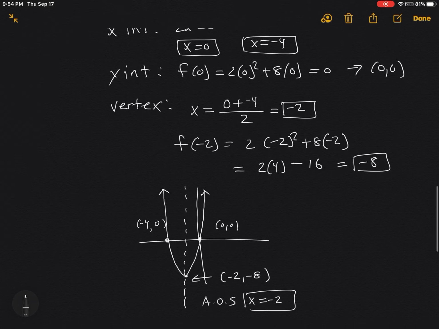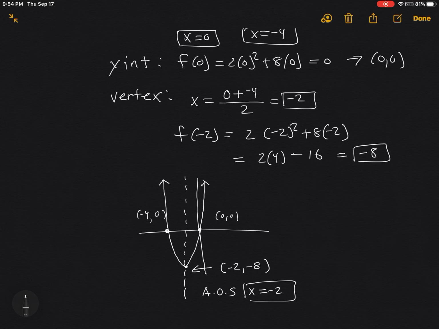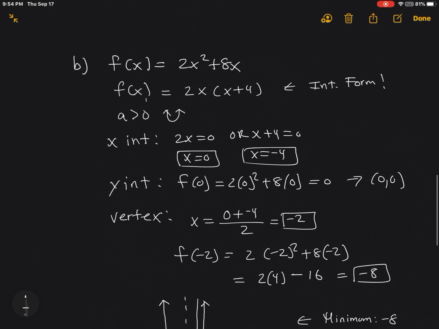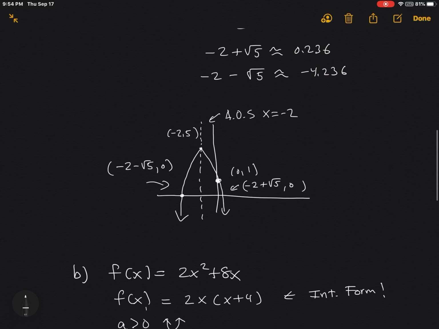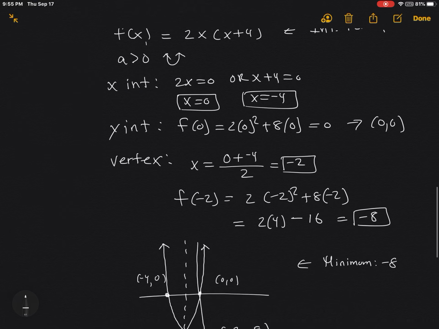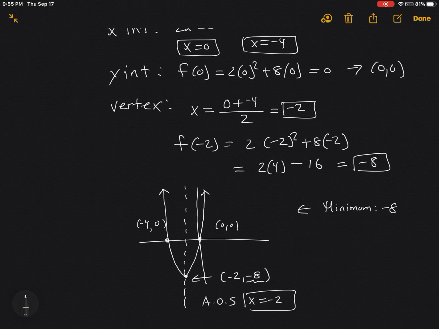Okay, if I ask you, hey, does this function have a max or min? Hopefully you recognize and say, hey, this function has a minimum. And the minimum value is just the y value, -8. On the previous problem, just going back here, if I ask you, does this function have a max or min? You would say, this function has a maximum, and the maximum is just the y value of the vertex, which is 5. Okay, so hopefully that makes sense, because there's a lowest point on this parabola.